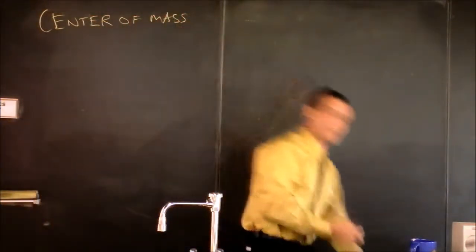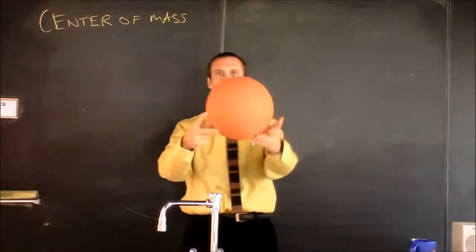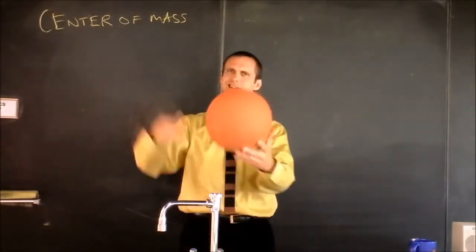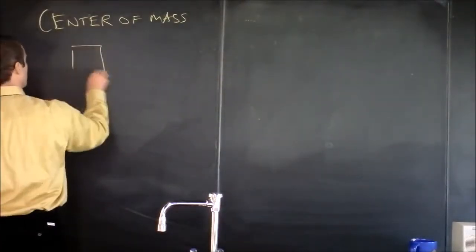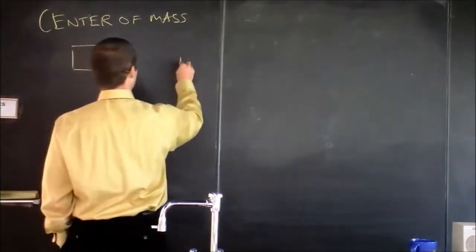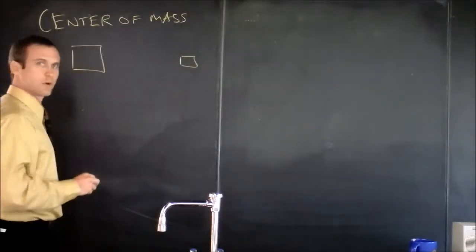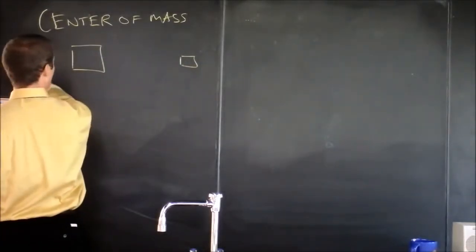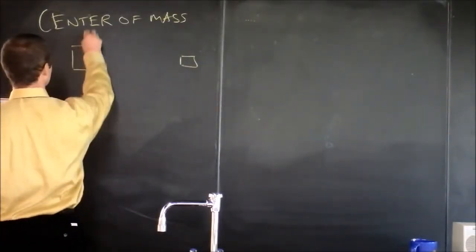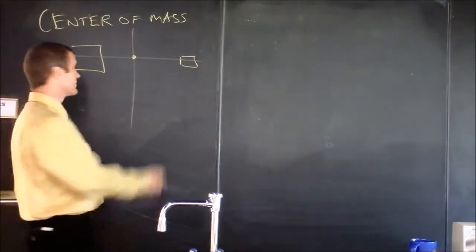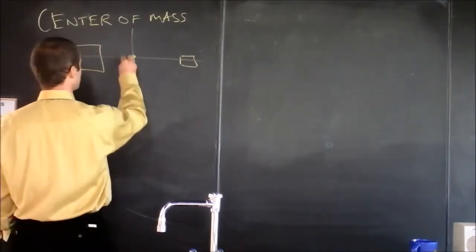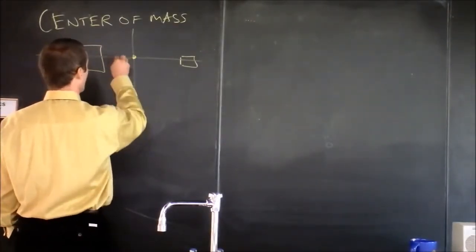Center of mass is easy for things like spheres. Center of mass? In the center. Some things are more complicated though. For instance, a box and another box. Where do you think the center of mass is? If I draw a coordinate system, we could draw a coordinate system right here, for instance. Do you think the center of mass is right here at the origin? I don't think so. There seems to be more mass over on the left side, so we're going to have to say the center of mass is somewhere over here, or maybe over here.